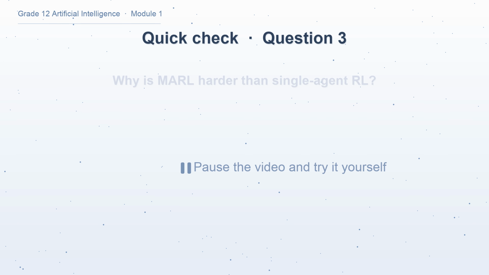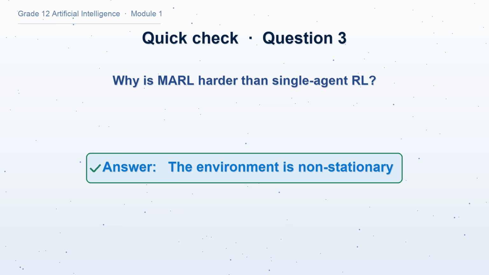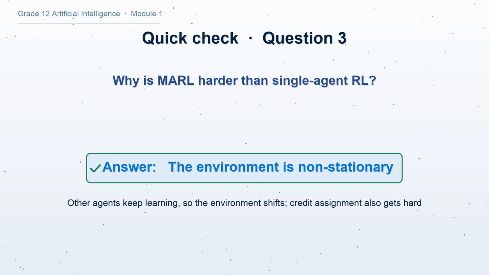Last question, and it ties the module together. Why is multi-agent reinforcement learning harder than the single-agent case? The central reason is non-stationarity. Because every other agent is also learning, the environment one agent faces keeps shifting beneath it, so a policy that was best can stop being best. Credit assignment, sharing out a common reward, makes it harder still.